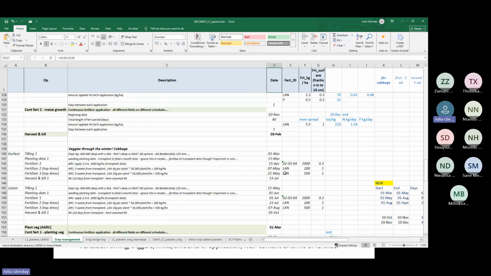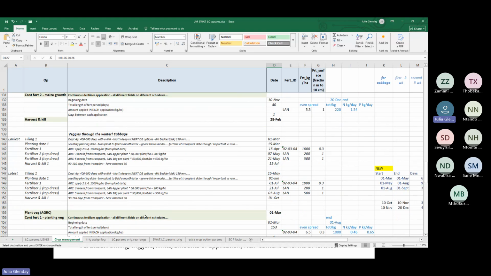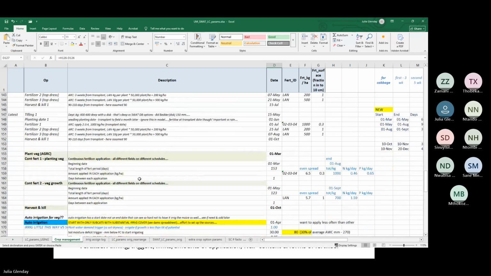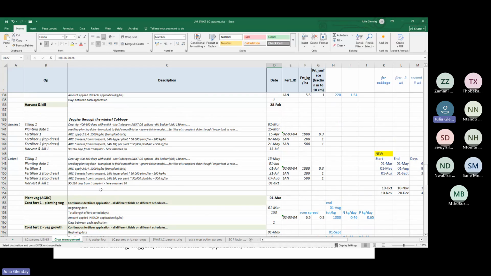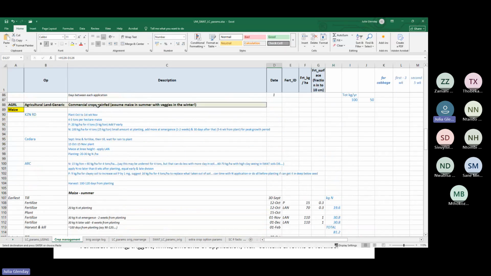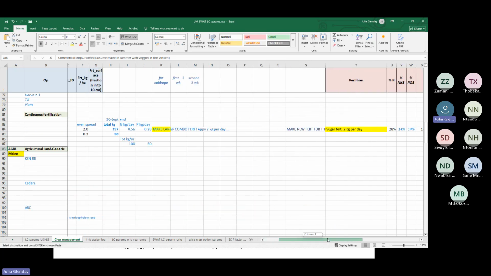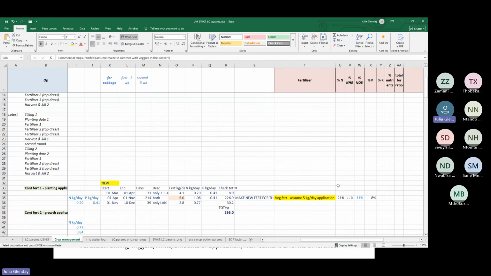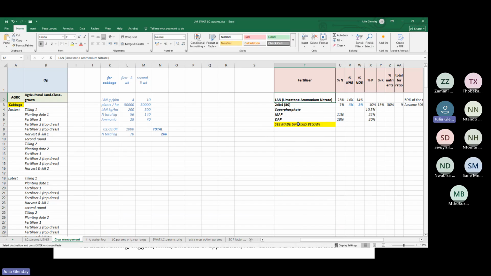I did that similarly for cabbage and similarly for maize. I should update my presentation to show that I did assume that the commercial non-irrigated wasn't all maize. It was maize in the summer and vegetables in the winter. And the fertilizer, LAN, is limestone ammonium nitrate, and these are some of the other fertilizers.